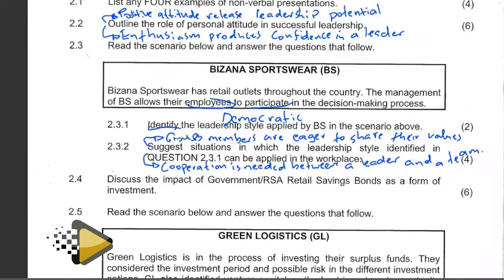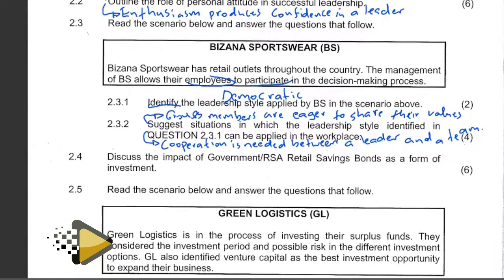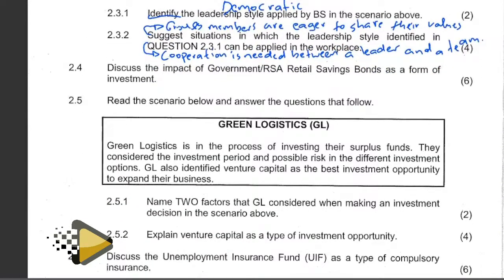Okay, right, grade 12. Now let's move on to the next question. The next question is 2.4. It reads as follows: discuss the impact of government or RSA retail savings bond as a form of investment. Under this, interest can be received twice a year. Also, interest is usually higher than on fixed deposits. Also, under these retail bonds, we can say that retail bonds are not freely transferable amongst the investors. We can't transfer them.